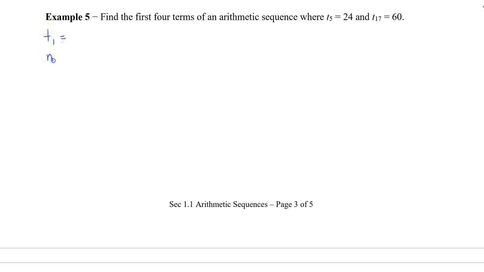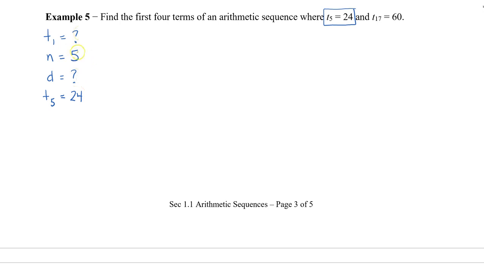So we have T1, N, D, and then Tn. We don't know the first term, so I'm going to put a question mark there. N, we're taking a look at the first piece of information where T5 is 24, N is 5. And then the difference, again, we don't know that. Now, if N is 5, I'm going to erase this Tn and put T5. So T5 we know is 24.